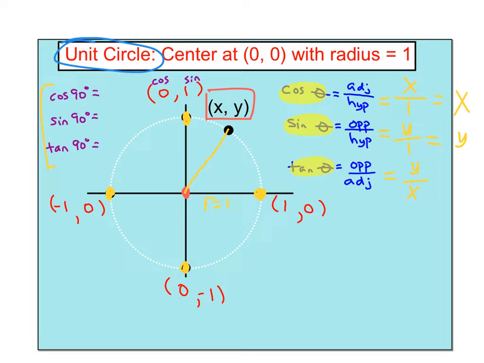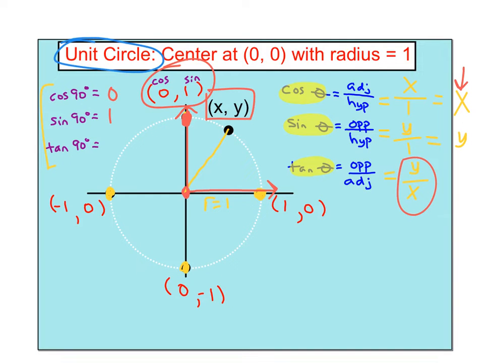Where's 90 degrees? If we think about 90 degrees, we always start here. 90 degrees would be straight up there. So the coordinates of the point for 90 degrees are (0, 1). The cosine is always the x-coordinate, so the cosine of 90 degrees, the x-coordinate of this point, is 0. The sine of 90 degrees, what's the y-coordinate up there? 1.